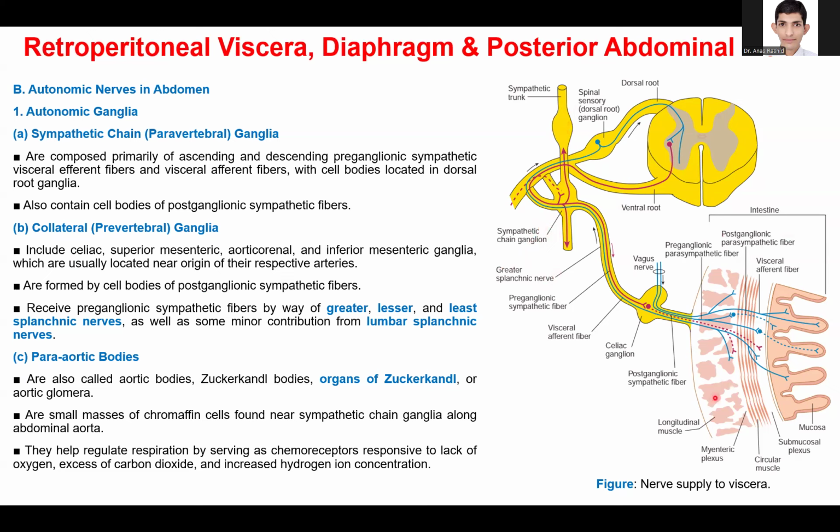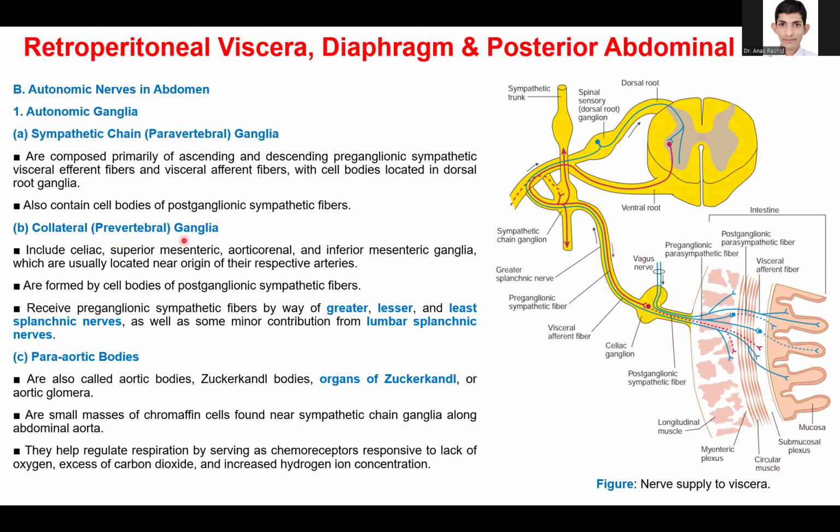In the intestine, we can see here we have the circular muscles, submucosal plexus, and mucosa. We have visceral efferent fibers, postganglionic parasympathetic fibers, and preganglionic parasympathetic fibers also, and we can also see the vagus nerve here. It also contains cell bodies of postganglionic sympathetic fibers.